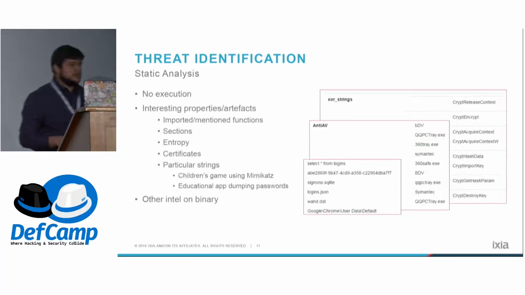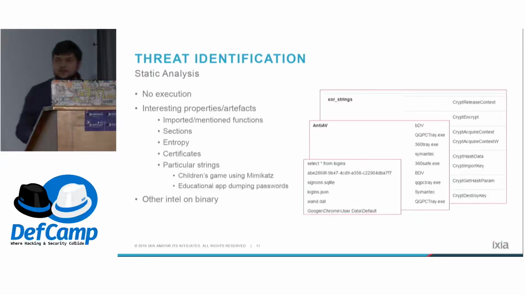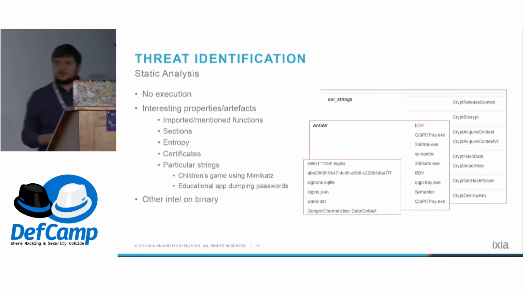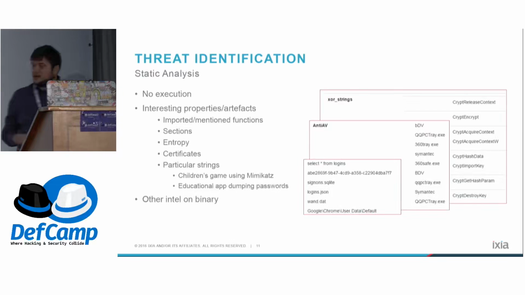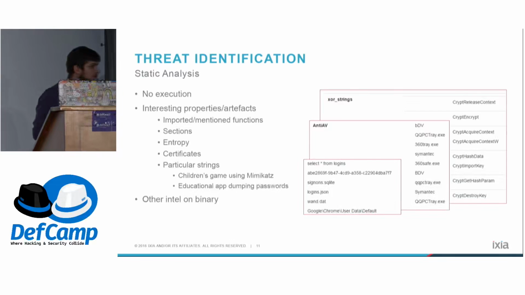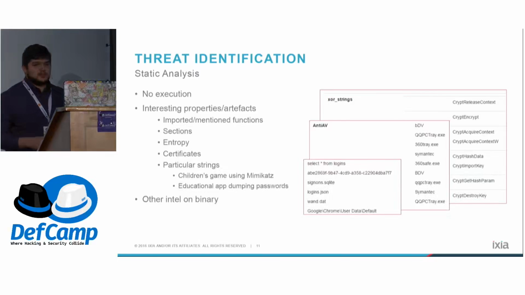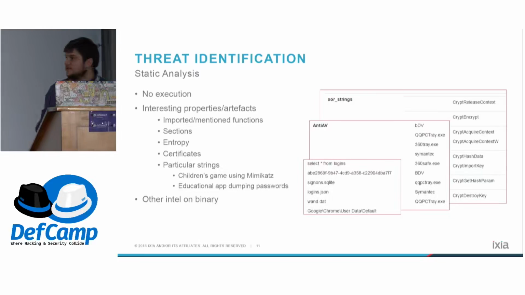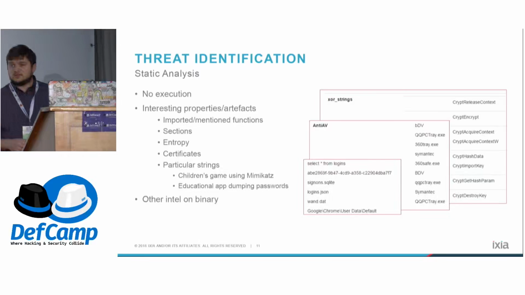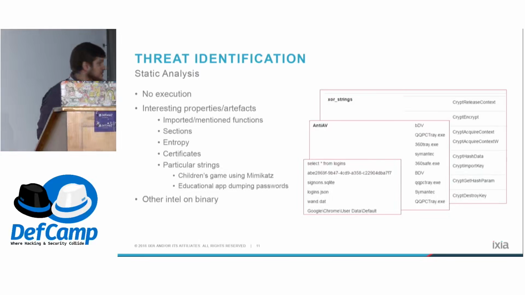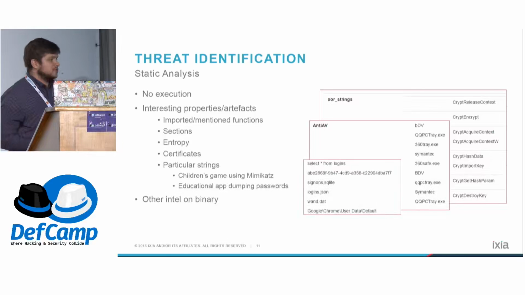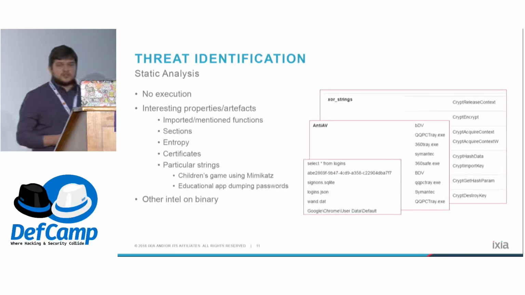Part of this is done by static analysis. If you're unfamiliar with it, it's static analysis because we're not executing the malware. We're simply looking at it as a long byte string and trying to search for interesting artifacts. Okay, so we have function names, sections, entropy, certificates, all sorts of stuff. Interesting strings: if I find a children's game and find the string Mimikatz inside, I won't assume it's the name of a character in the game, right? And you try to gather as much intel as possible from the binary.